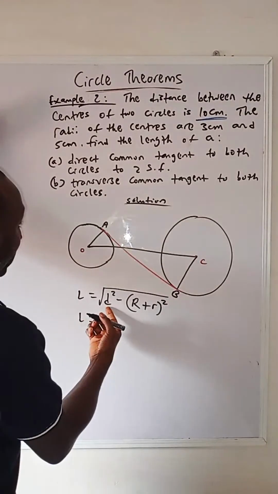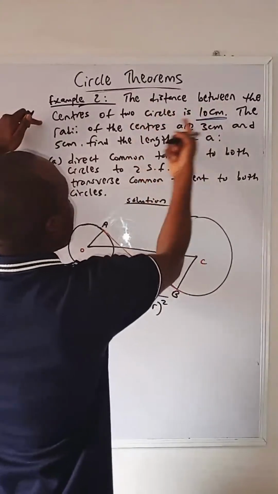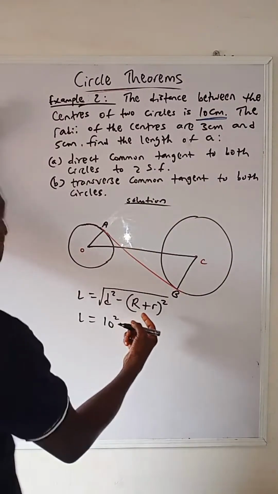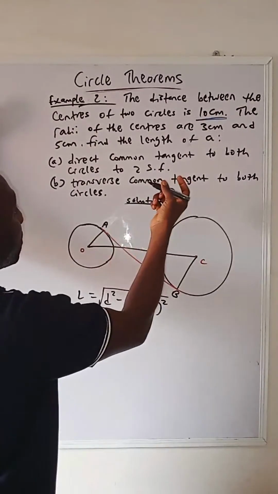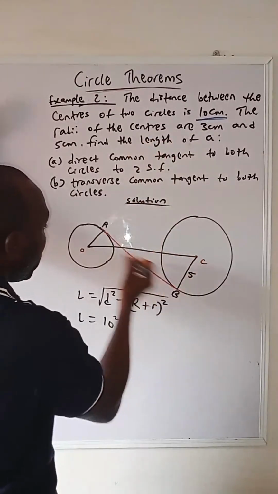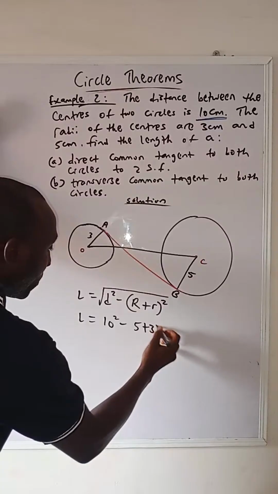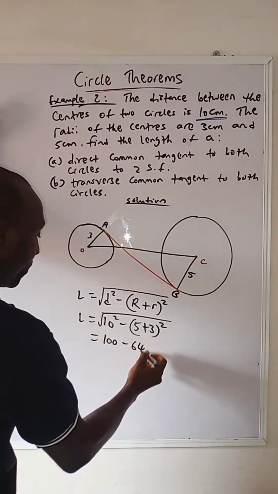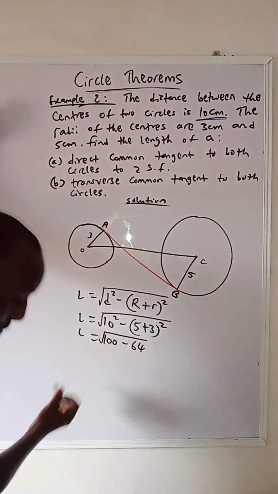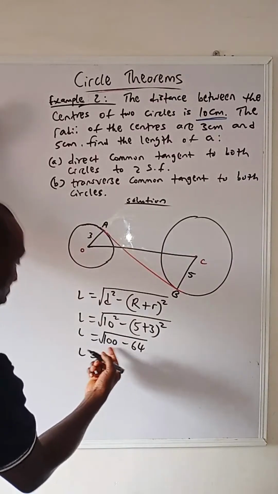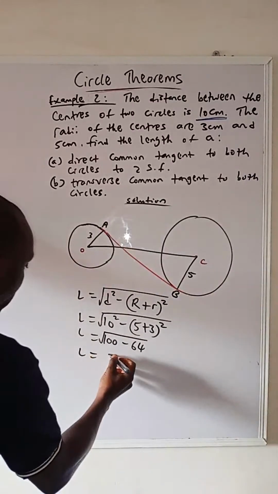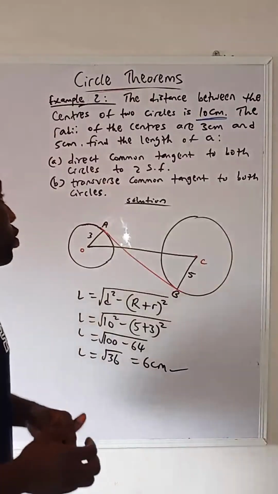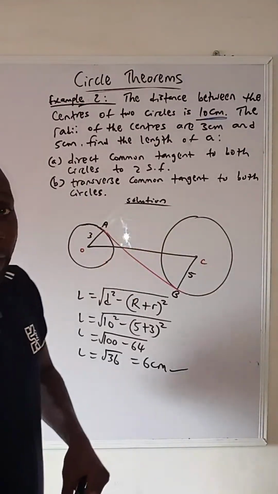So the length is what? D is the distance between the two centers. That's 10. So 10 squared minus, big R is 5 and small r is 3, right? So 5 plus 3, all squared. That's 100 minus 64. What's 100 minus 64? That's 36. What is squared that you get 6? So the length of the transverse common tangent is 6 centimeters.